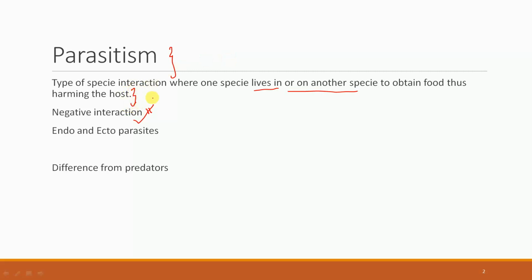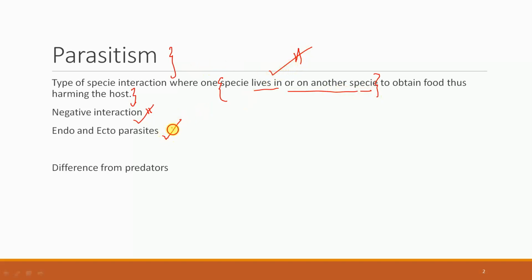Now what you need to observe here is that the species is living in or on another species. So in parasitism, what is important is that a physical association between the species is an important characteristic of parasitism. So that is one thing that you need to focus upon.